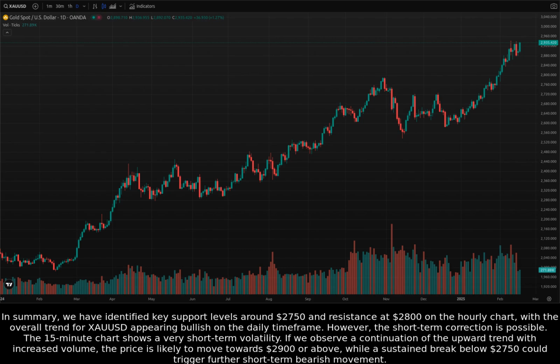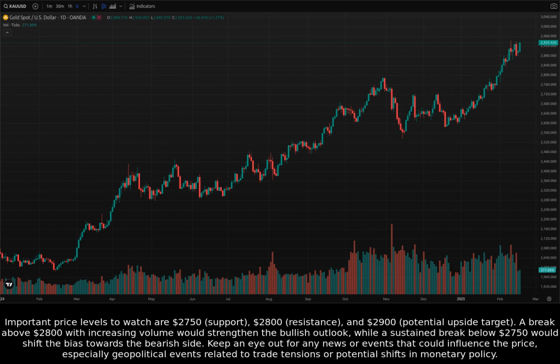If we observe a continuation of the upward trend with increased volume, the price is likely to move towards $2,900 or above, while a sustained break below $2,750 could trigger further short-term bearish movement.